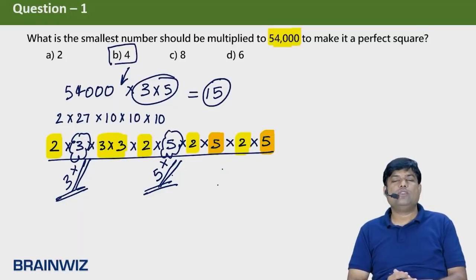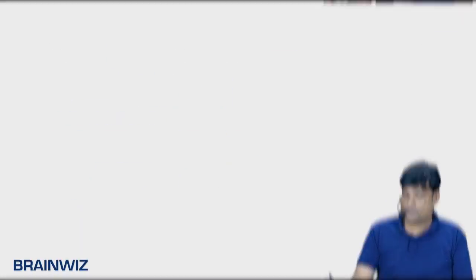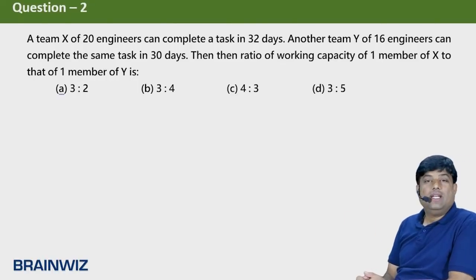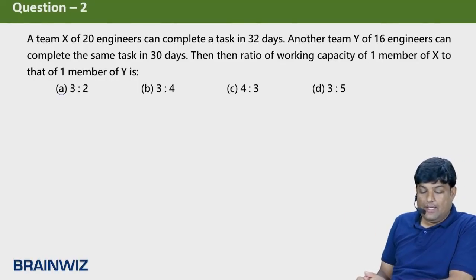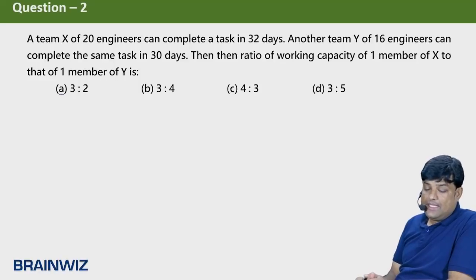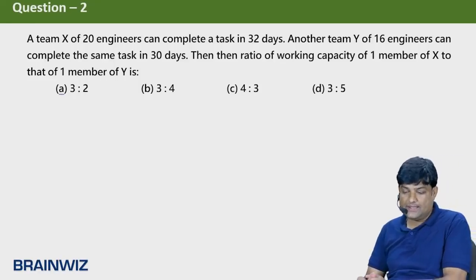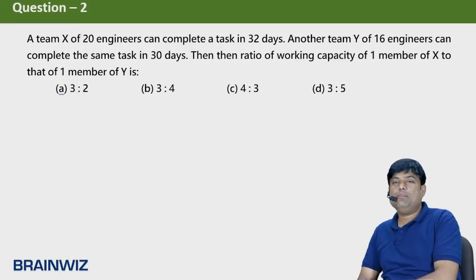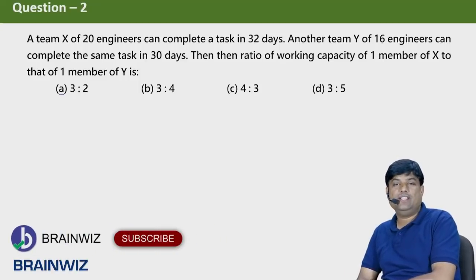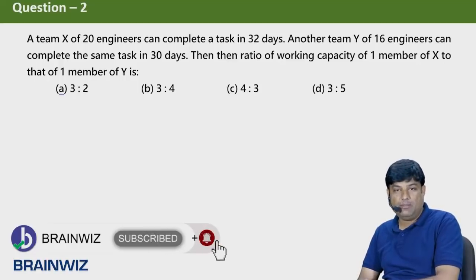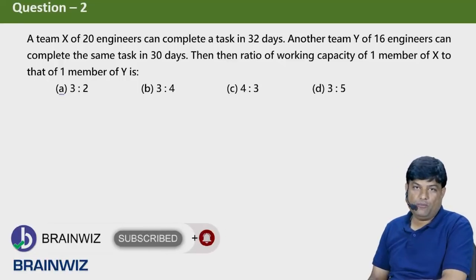Now, let's go for the second question. You can see the second question on the screen now. What is said here is that a team X of 20 engineers can complete a piece of work in 32 days. Another team is there, that team name is Y. That Y consists of 16 engineers and they can complete the same work in 30 days. So what is asked? What is the working capacity of one member of team X and one member of team Y?